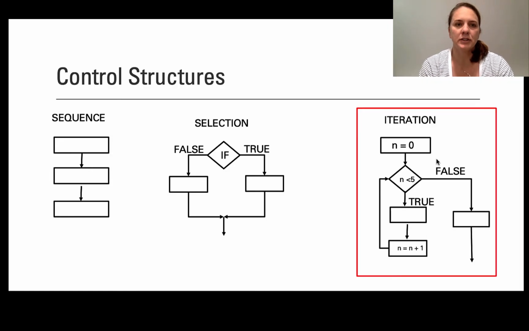So as a reminder, we are talking about flowcharts and the three different types of control structures that we'll find in algorithms and visually see in flowcharts. We've already gone through sequence and selection in my previous two videos, and now we're going to talk about iteration. So we're looking over here at the last type of control structure.